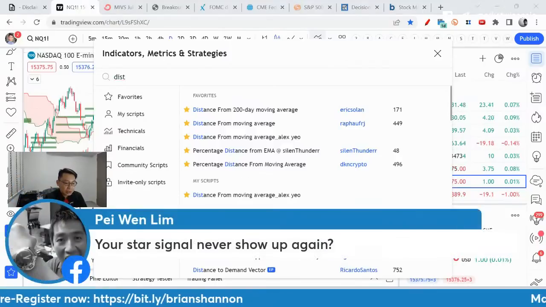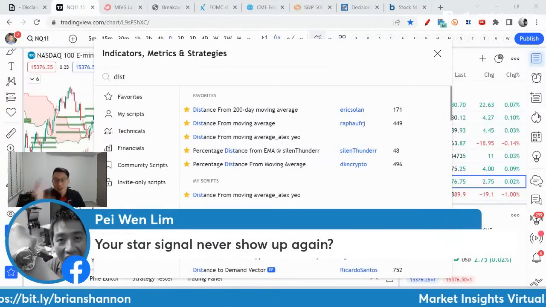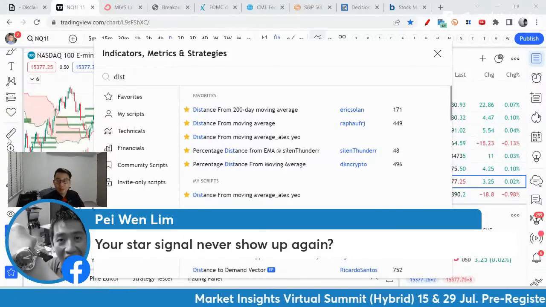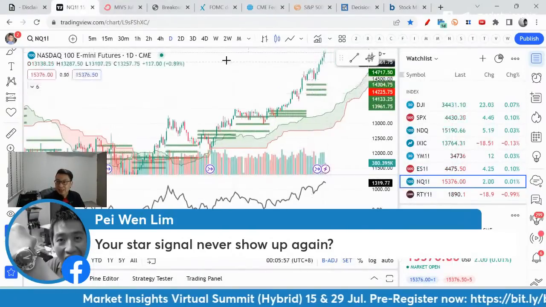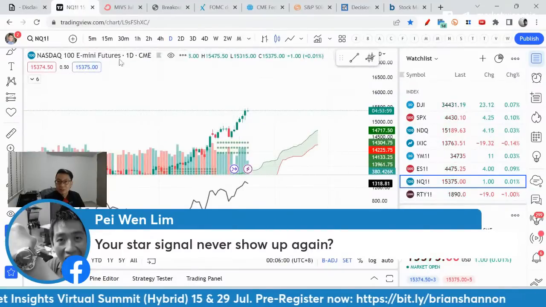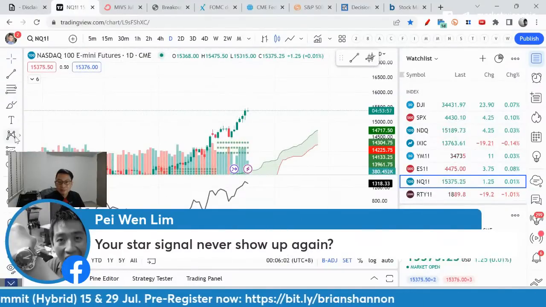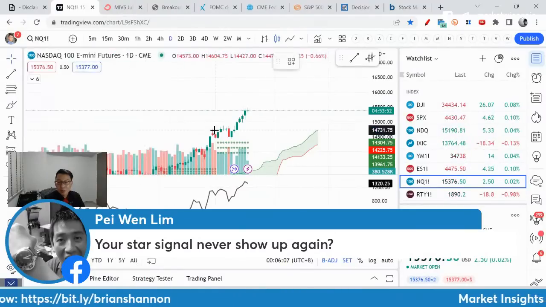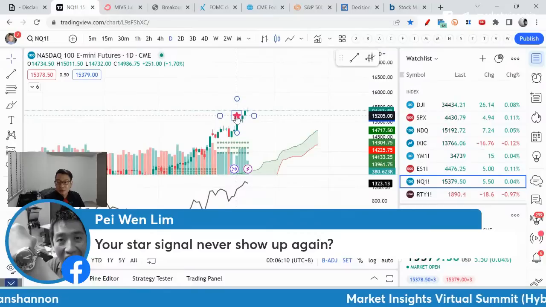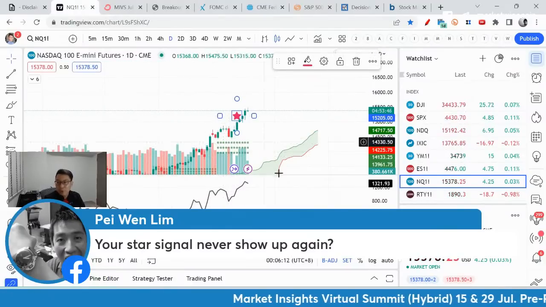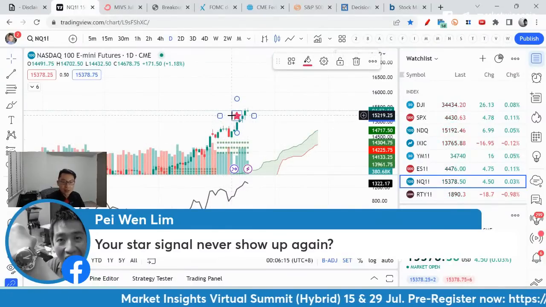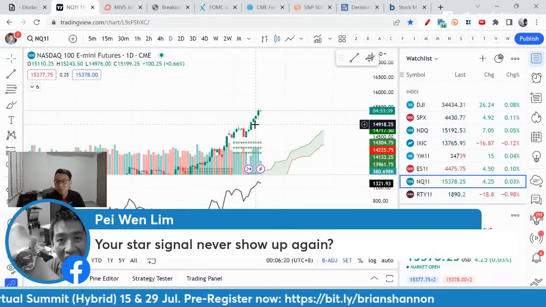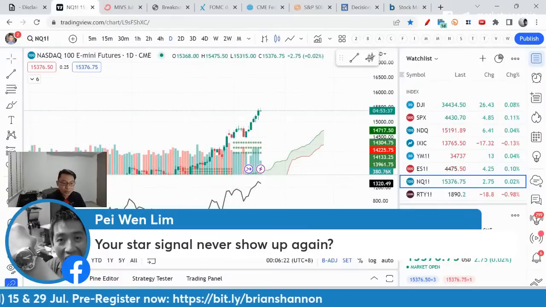Your star signal never showed up. It did show up, just that I never put it. In fact, last week I already put it, somewhere near the top of the Nasdaq. The star signal was somewhere around here, not at the exact top, but somewhere around here. It showed already, just I didn't put the star signal now. For the past few times, the star signal doesn't really work that effectively, so it doesn't mean revert so fast. The market is really bullish.